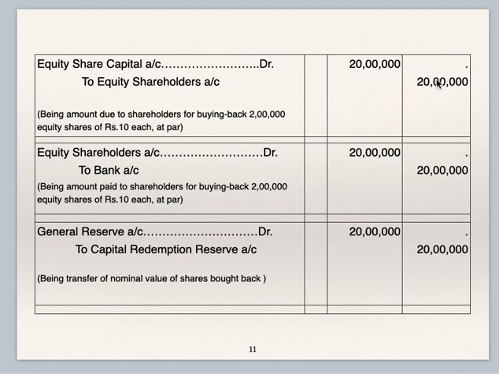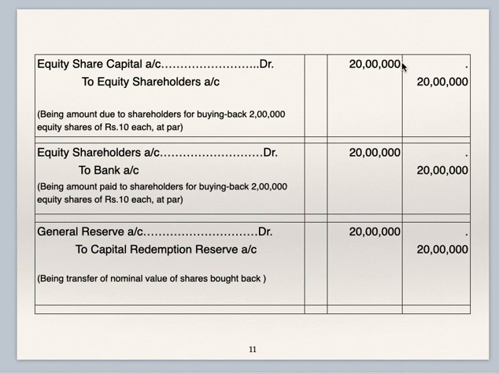So equity shareholders account has 1 debit and 1 credit. Net effect is equity capital account debit to bank. There is no fresh issue of shares. So nominal value, face value of shares bought back.